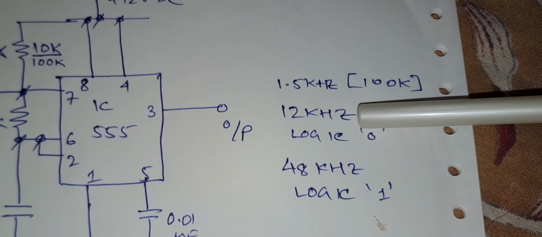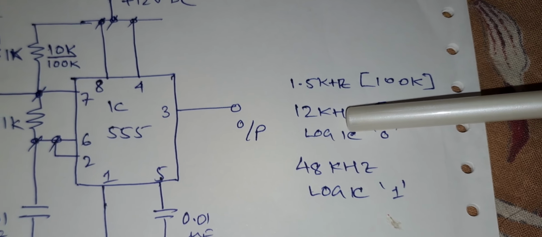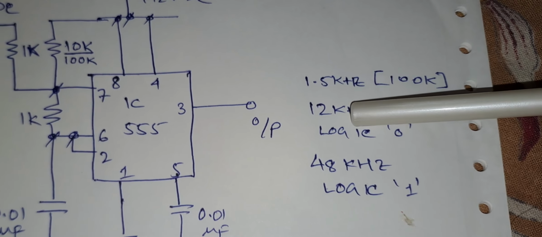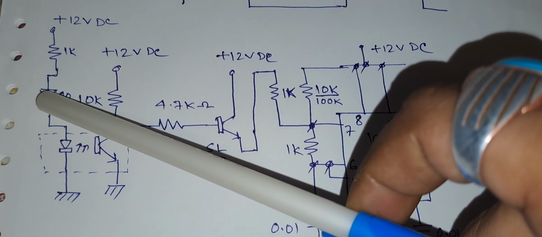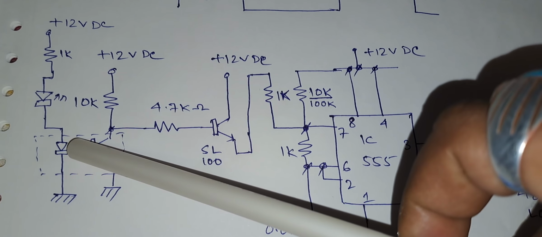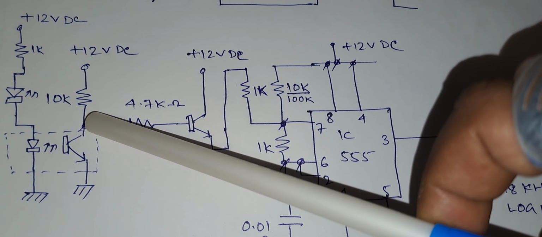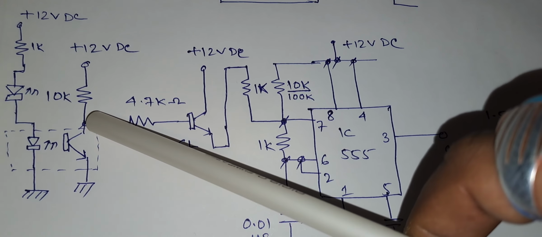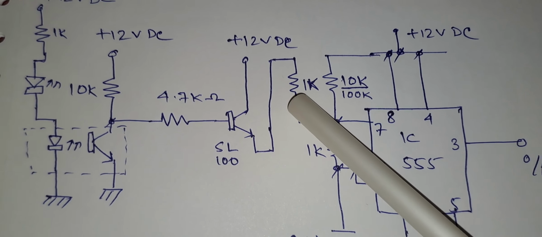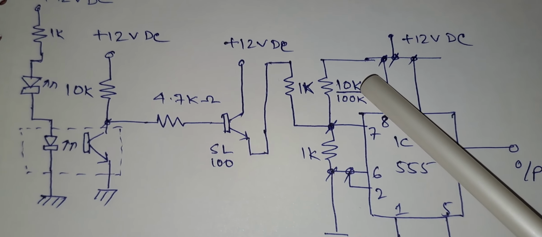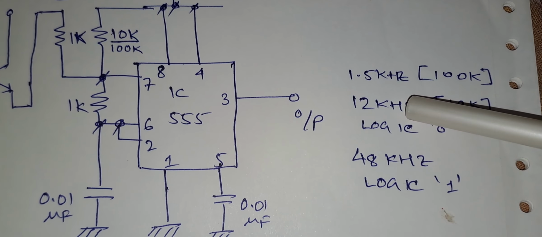So as you can see here, when I am using the 10K resistance, I will be generating a 12 kHz output frequency. When I am giving a high pulse here, this LED glows inside, and when I am giving 12 volts here, the voltage here will be 0. So when the voltage here is 0, this resistance will not be in the picture and 10K will be in the picture. So the frequency will be, you can see here at logic 0, 12 kHz.